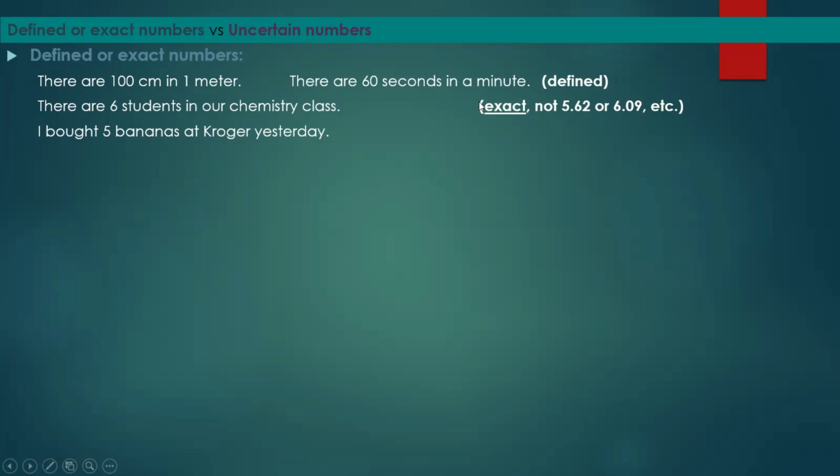These are definitions. Okay. Now, exact numbers are things that we can count, and there's no partial pieces, it's all whole things. So right now there are 6 students in our chemistry class, not 5.62 or 6.09. That's not possible. If I buy bananas at Kroger, I buy 5 or 3, I have to buy a certain number. I can't buy a half or 2 pieces or whatever.